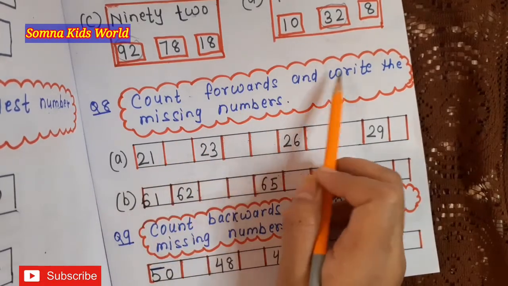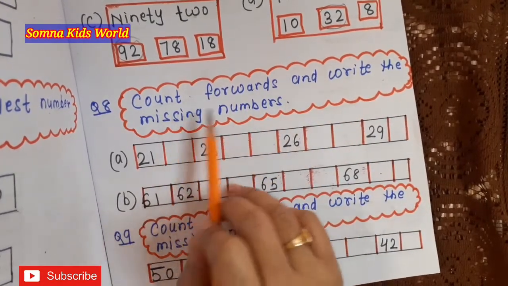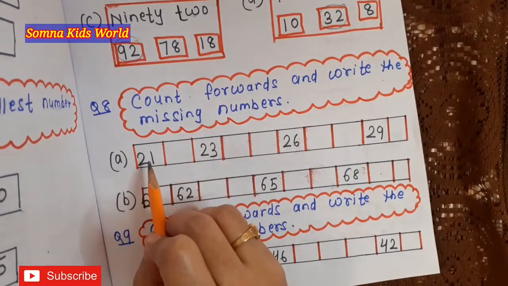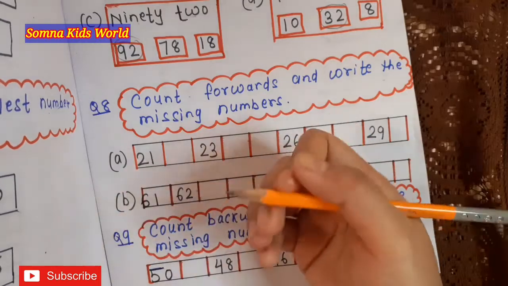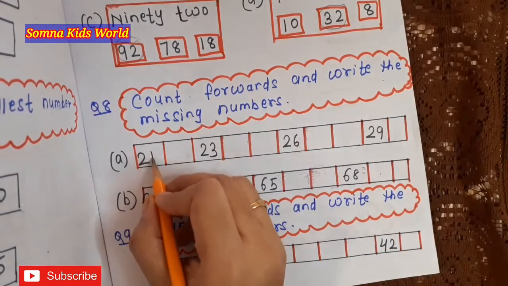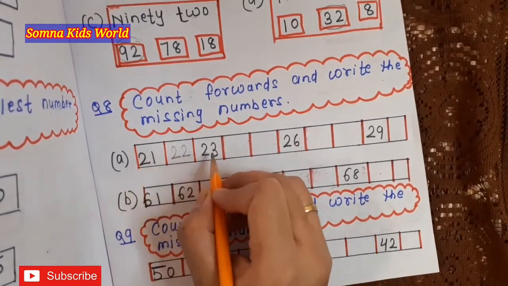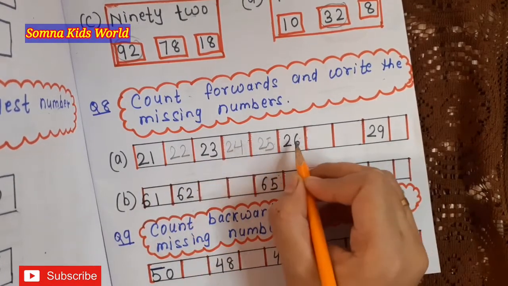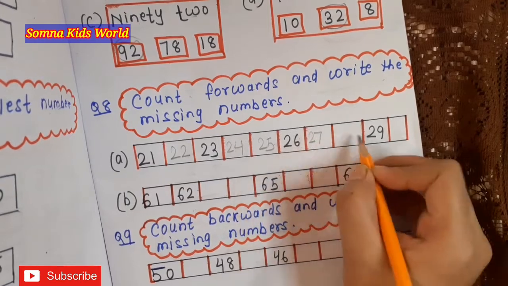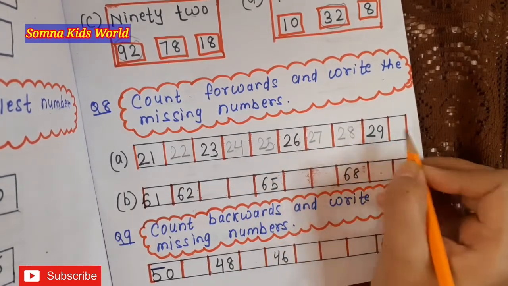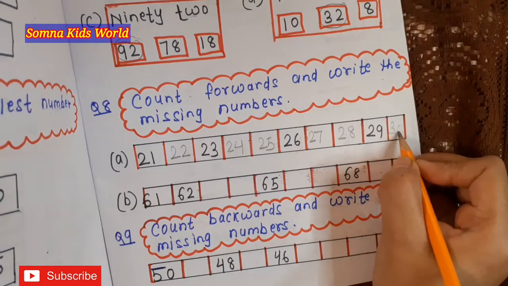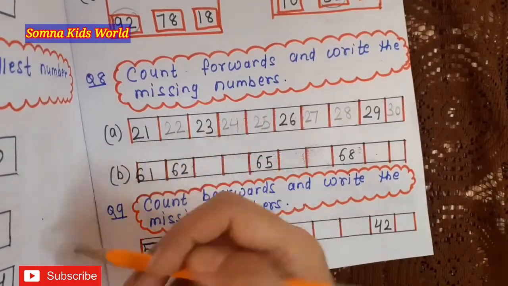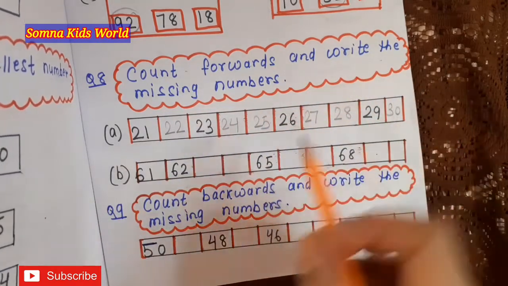Count forwards and write the missing numbers. So they have to count forward and write the missing numbers. Like 21. After 21 they have to keep on counting forward: 21, 22, 23, 24, 25, 26, 27, 28, 29, 30. Like this they have to count the numbers in forward.